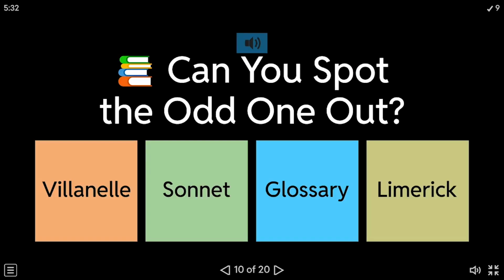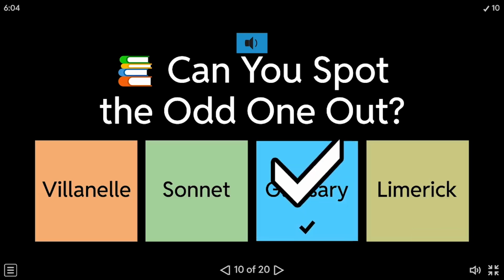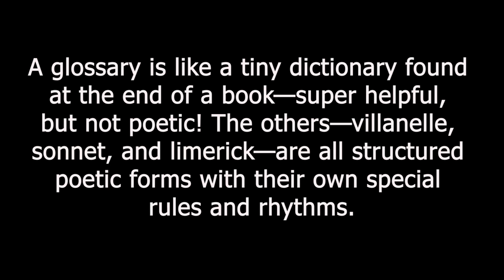Can you spot the odd one out? Villanelle, sonnet, glossary, limerick. The correct answer is glossary. A glossary is like a tiny dictionary found at the end of a book, super helpful, but not poetic. The others, villanelle, sonnet, and limerick, are all structured poetic forms with their own special rules and rhythms.